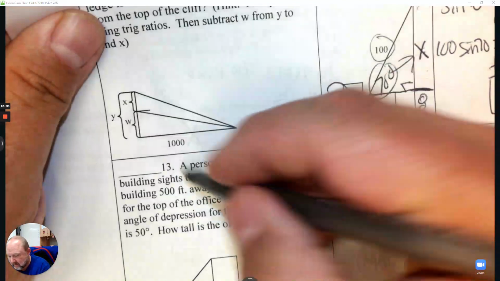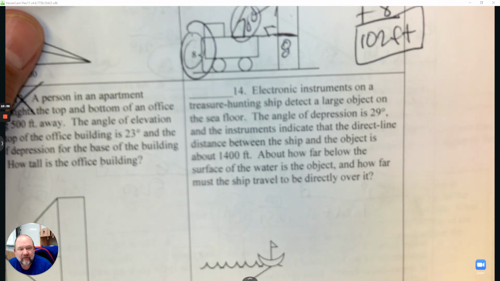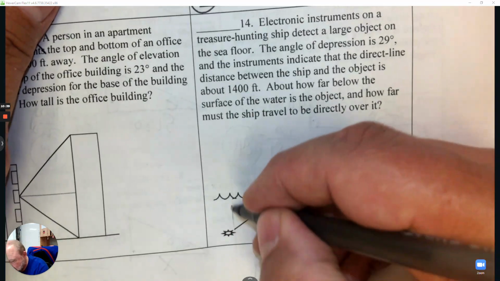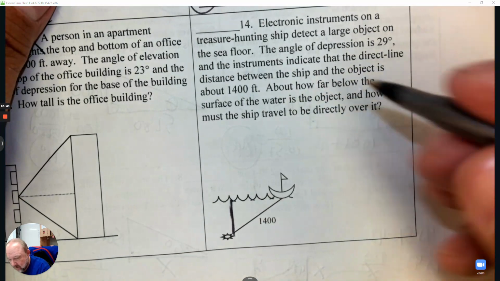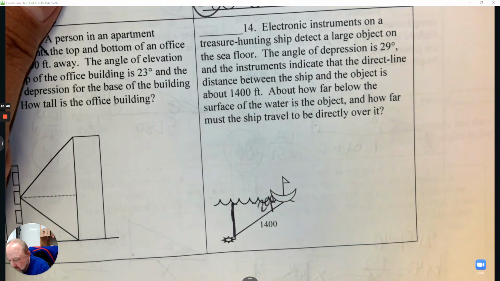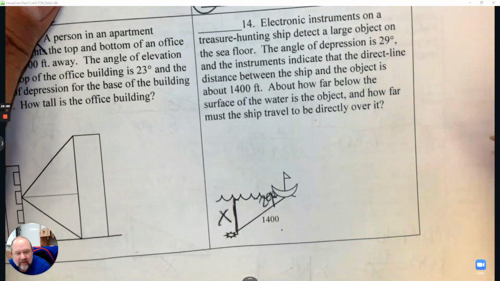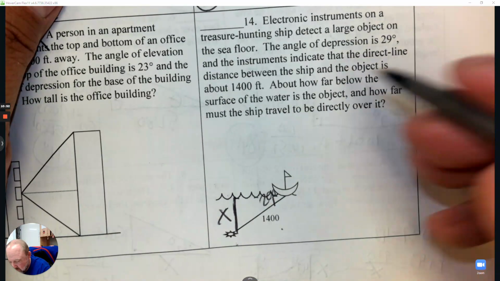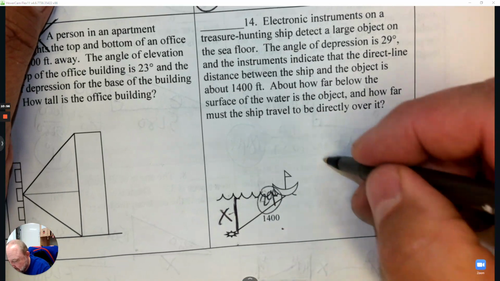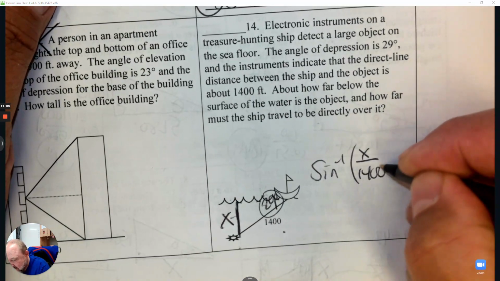Number 13, I'm not going to make you do. And then number 14, electronic instruments on a treasure hunting ship. So the angle of depression down here. So that angle down there is 29 degrees, 1400. And then it says how far below? This right there, how far down is that treasure? Circle the angle. This is going to be opposite and hypotenuse. So that's x over 1400.